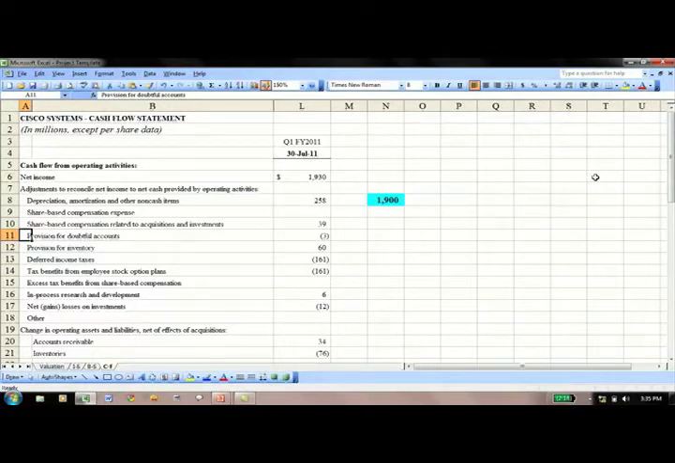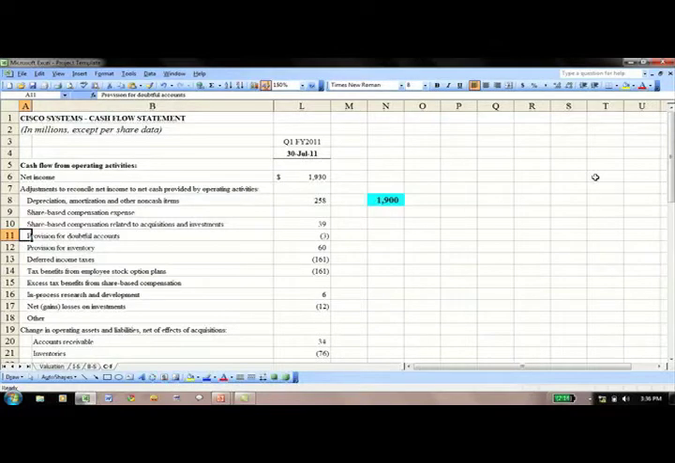So this is a provision for doubtful accounts where Cisco recognized in this quarter that we are not going to see $3 million that we previously recognized as revenue. So let's take that out, because that cash is not cash that we are ever going to see. Provision for inventory, and that is $60 million.